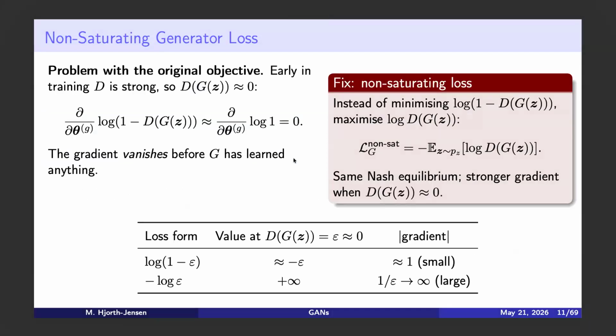So the problem which you then find is that you can have some non-saturating problems. If you look at the original objective, early in the training, this D is strong. So that means that the probability of being cheated is actually close to 0. That gives you a log 1, which is close to 0. And then the gradient vanishes before G has learned. So instead of minimizing this 1 minus D, one maximizes just a log of D.